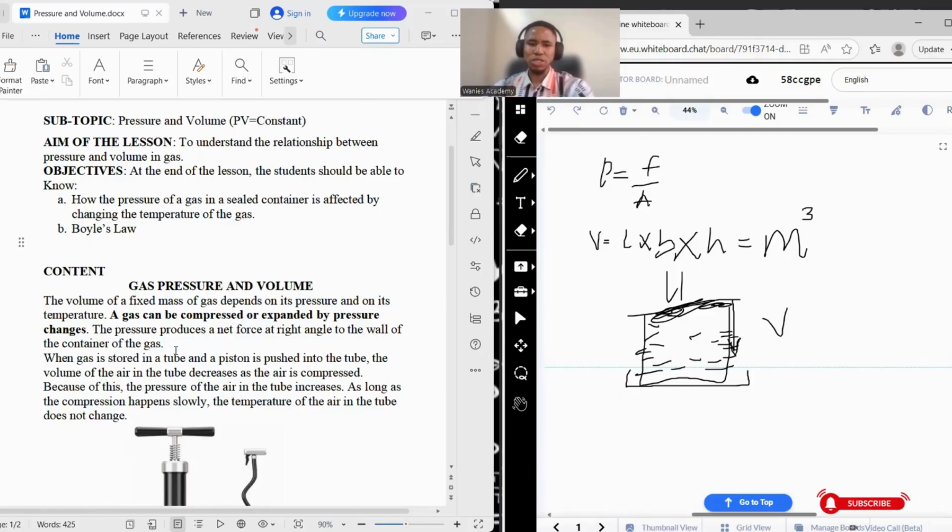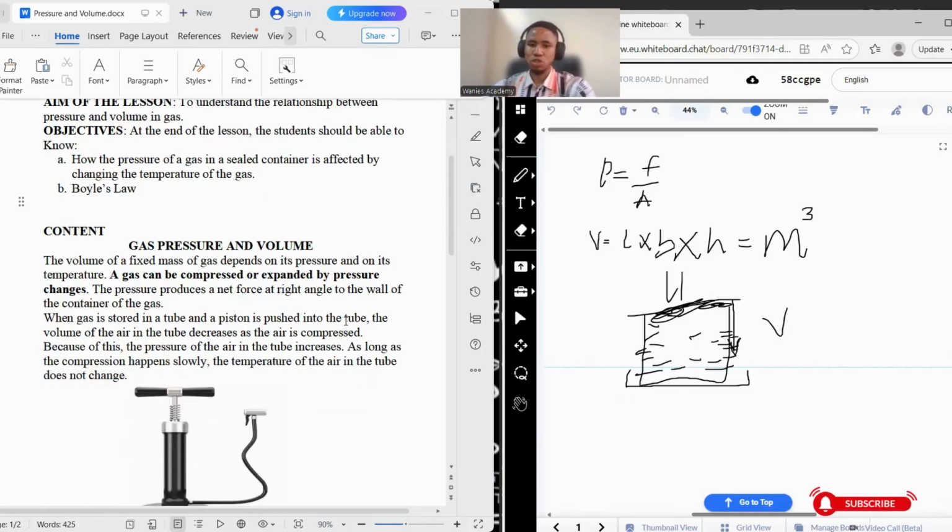So when gas is stored in a tube and a piston is pushed into the tube, the volume of the air in the tube decreases. What does that mean? That is when we give a certain force exerted on top of the container, there will be a decrease in the volume. That is, the volume at this point, when there is a force acting on it here, then the volume will be in this form. So there is a decrease in volume. So when there is a decrease in volume, there is an increase in pressure. And that is the relationship between pressure and volume.